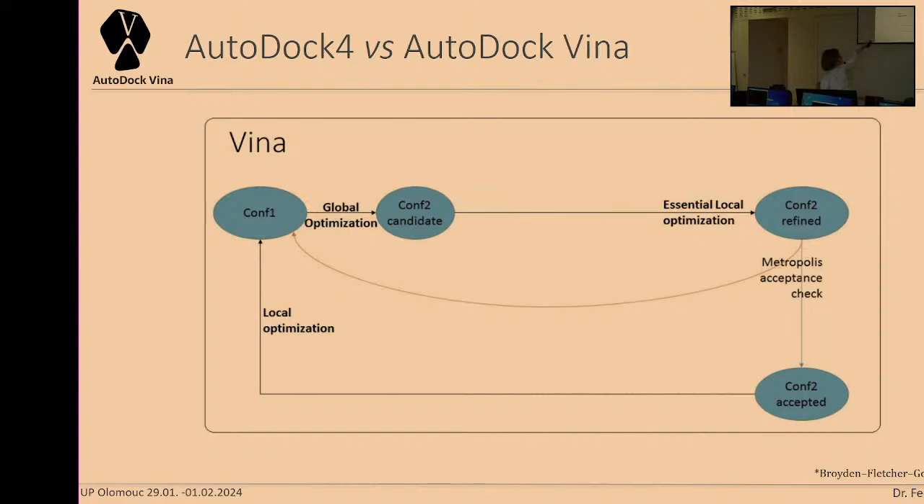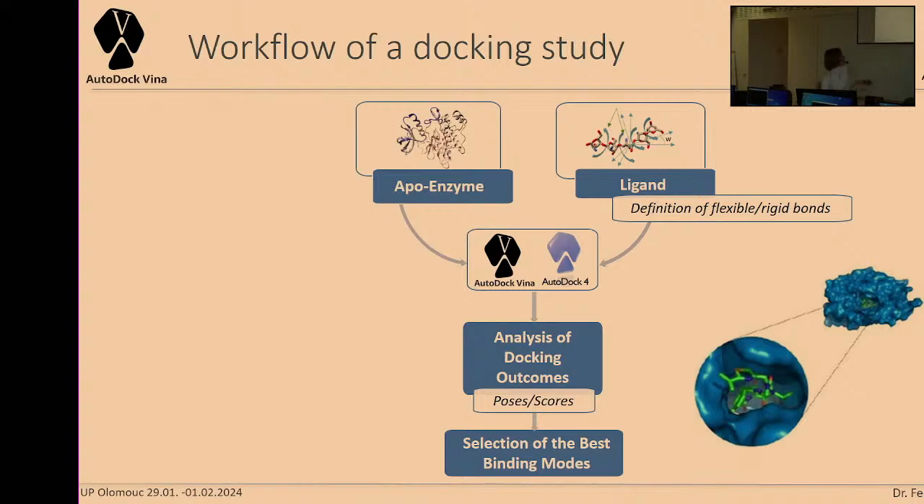So basically this is how Vina makes the conformational search. Starting from the initial configuration, it performs a global optimization of the ligand to obtain the second conformation. Then for the second conformation, it starts a local optimization, and then it refines the conformation using the Metropolis acceptance check. It also takes into account the ranking of the ligand conformations.